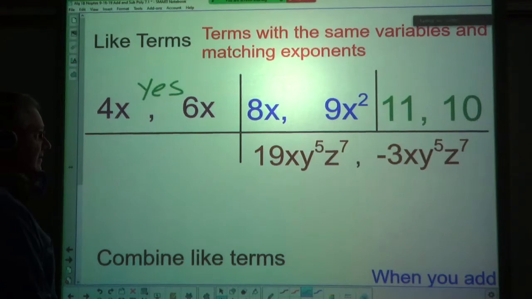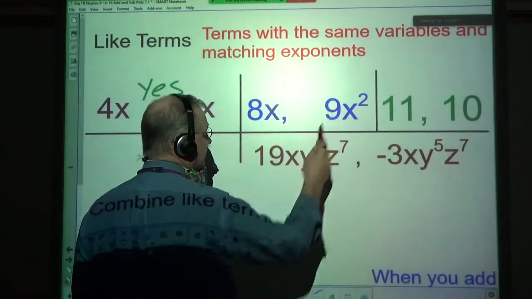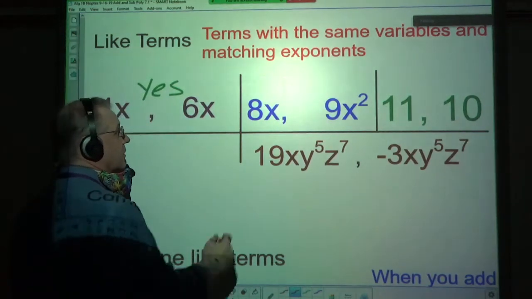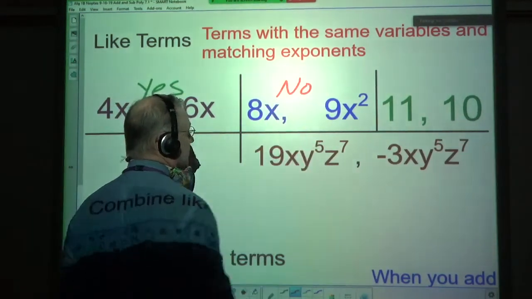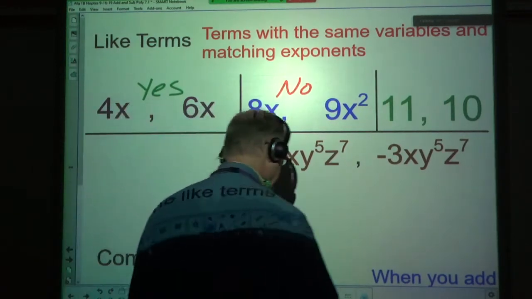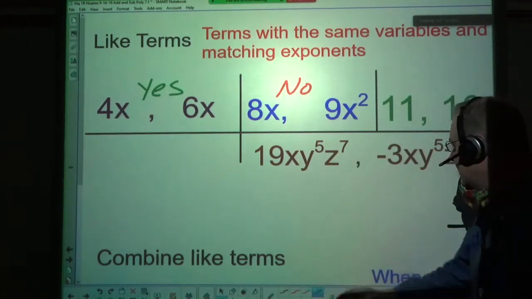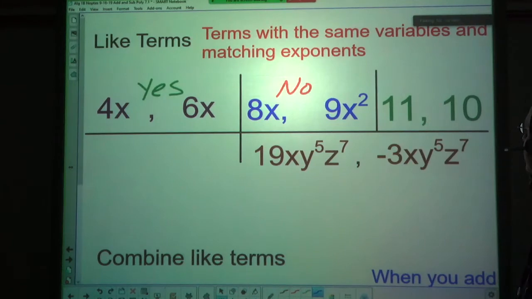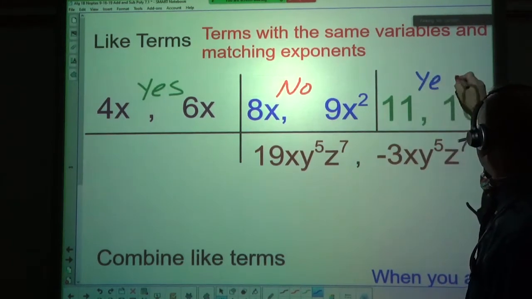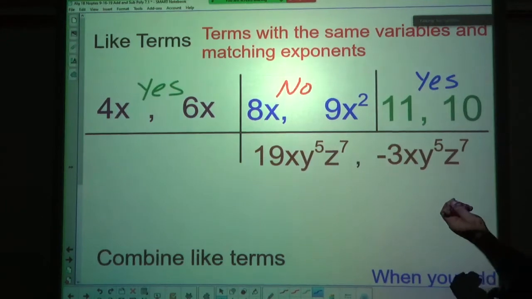In the next example, 8x and 9x squared in the blue here, those are not like terms because one exponent is 2 and the other is only 1. Down at the end here, we have 11 and 10, and these are considered like terms because they do not have any variable. They're a special case called constant terms.